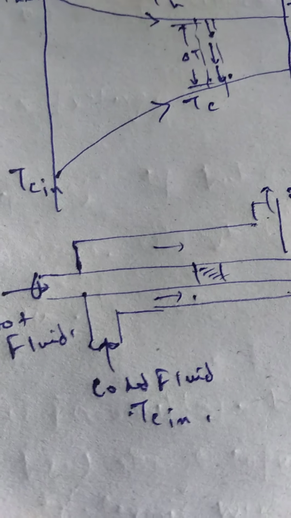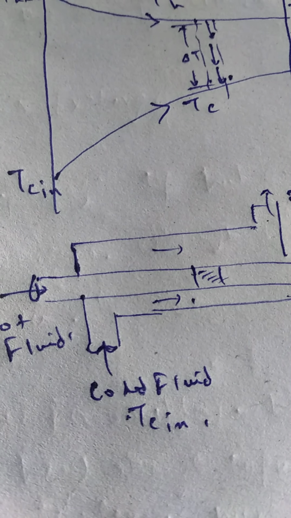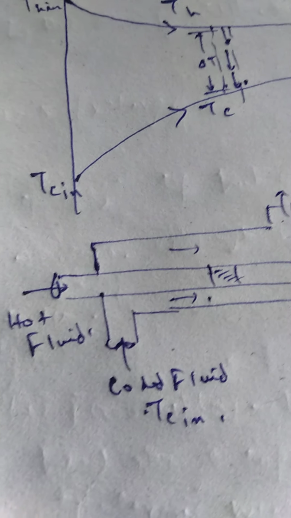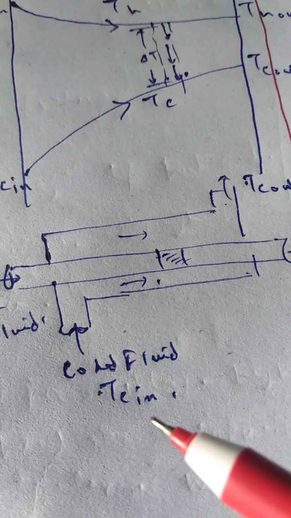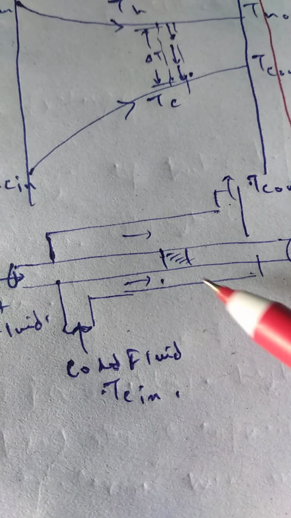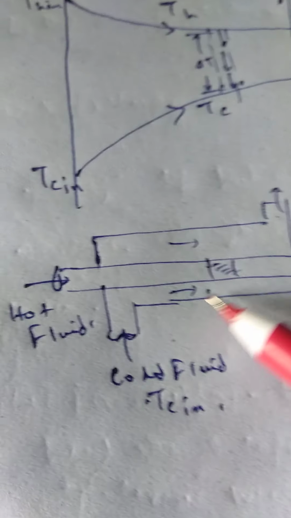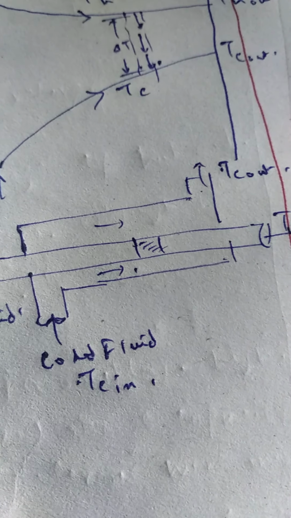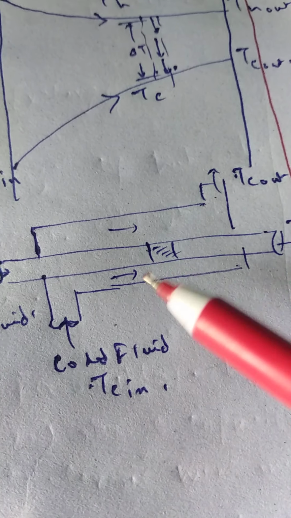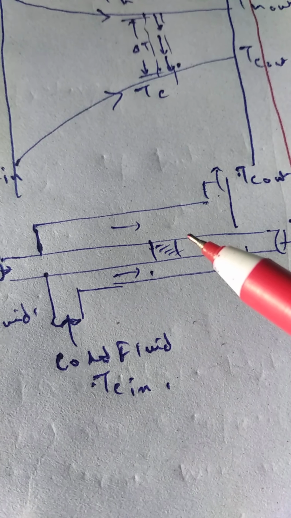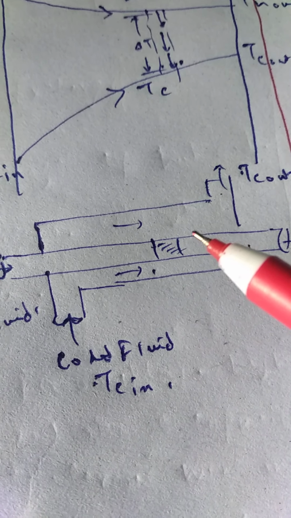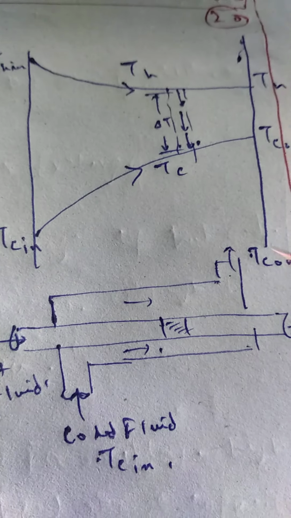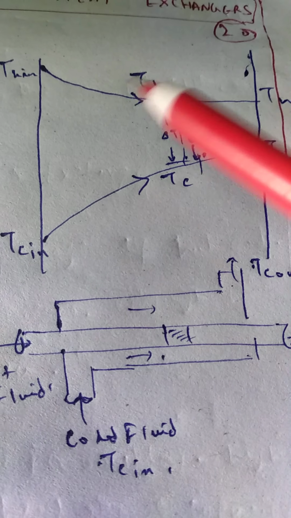So in order to derive the relation for this average temperature difference, the delta Tm, we consider this simple parallel flow heat exchanger over here. You can see these two types of fluids, the hot and cold fluids. So you can see from this the variation of temperature along the length of this heat exchanger.